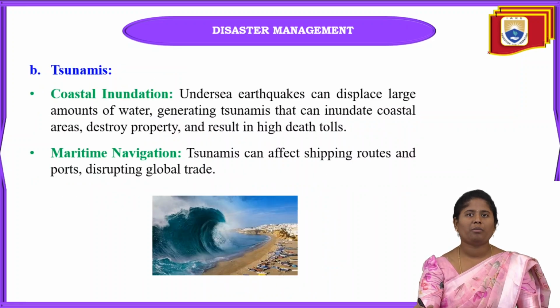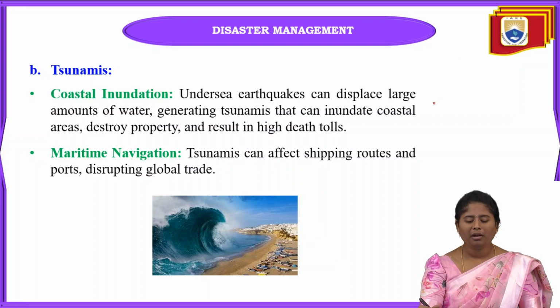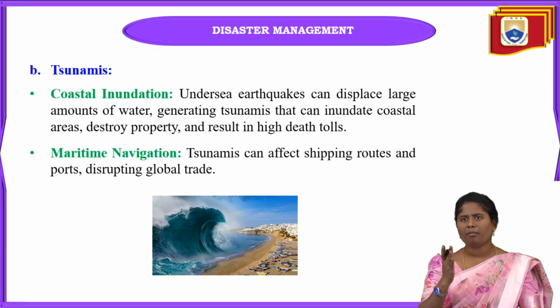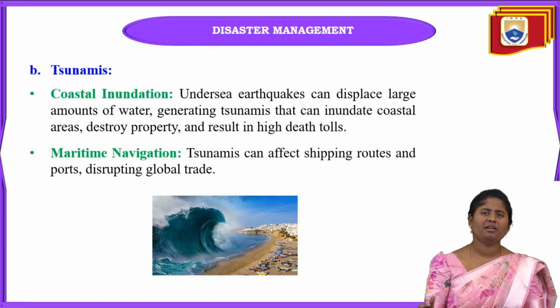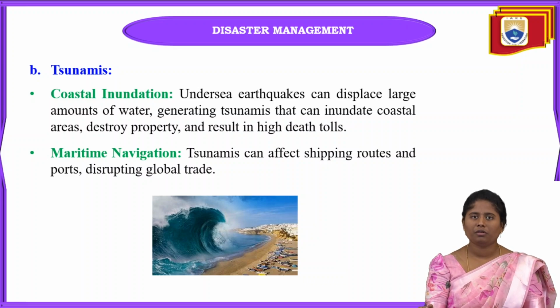Next one is tsunamis. In the tsunamis, first one is coastal inundation. When earthquakes occur under the sea, they can displace a large amount of water. Because of this displacement of a large amount of water only, they generate tsunamis here. That tsunami water may move into the coastal areas. Because of this inundation of the coastal area, it may destroy properties, resulting in high death tolls also because of these tsunamis.